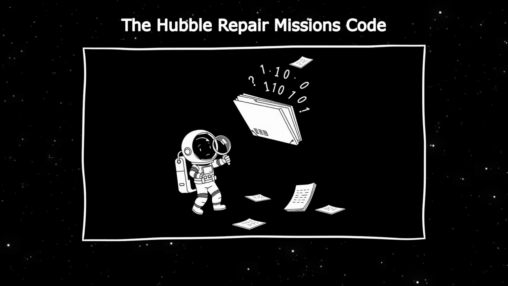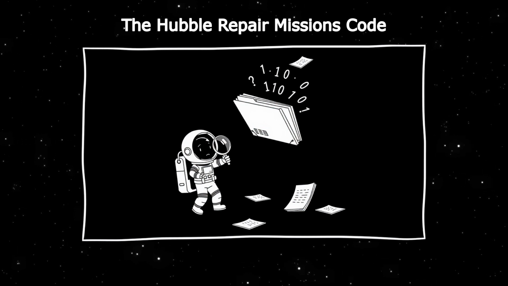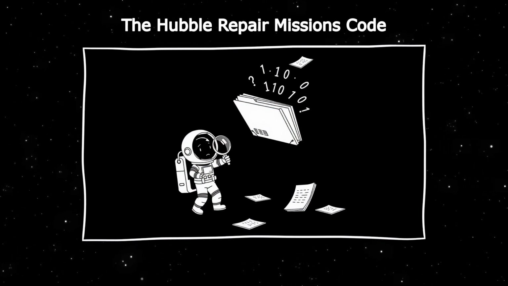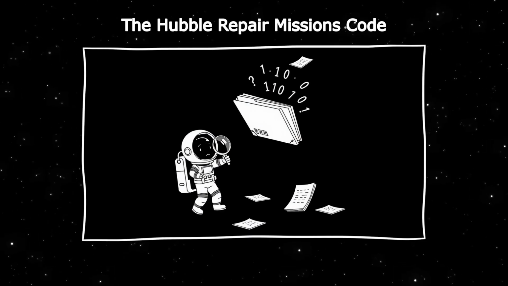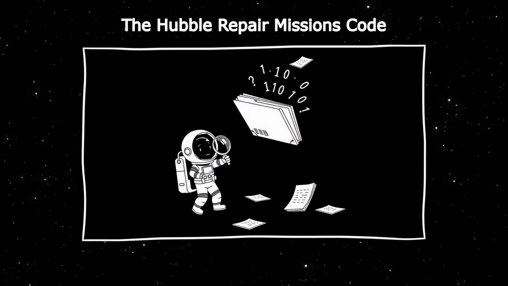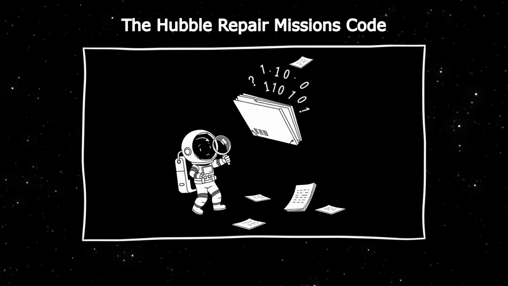Over the years, Hubble has undergone 5 major servicing missions, where astronauts ventured into space to perform complex upgrades and repairs. These missions were paramount in extending the life of this magnificent telescope and enhancing its capabilities.